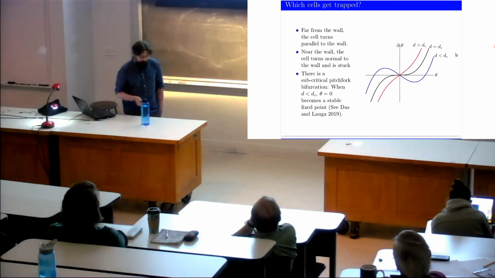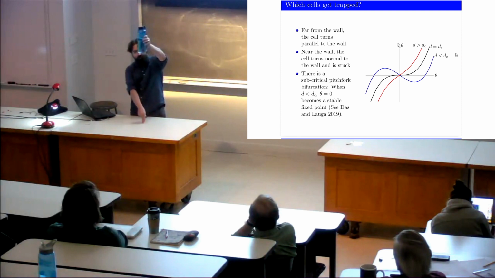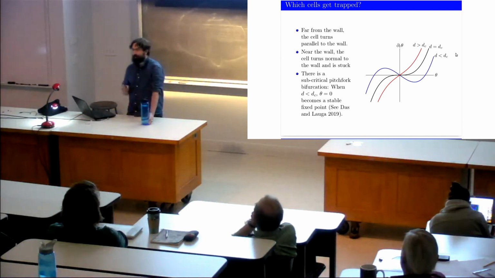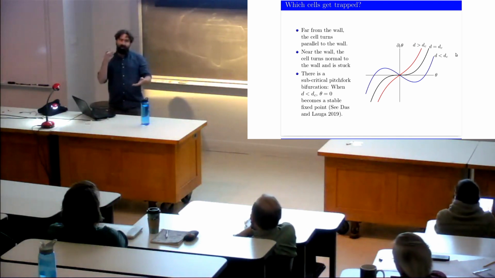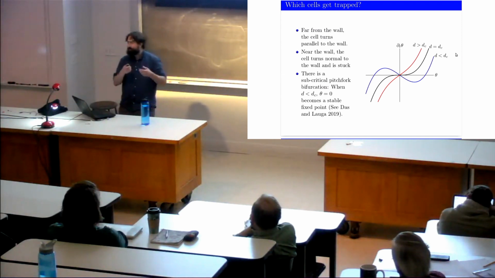So putting these two together, we know that when you're far away from a surface, the fixed point at theta equals 0 is unstable. So as you move towards it, any deviation, you tend to move parallel to it. If you're close to the wall, then theta equals 0 is a stable fixed point. So we've got a fixed point, and we know that it should turn from an unstable fixed point into a stable fixed point at some critical distance from the wall.